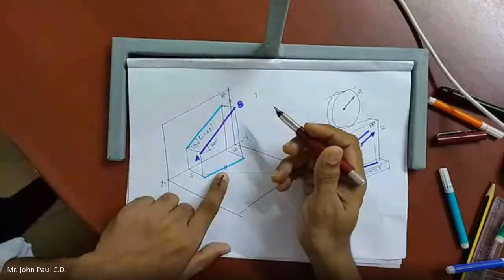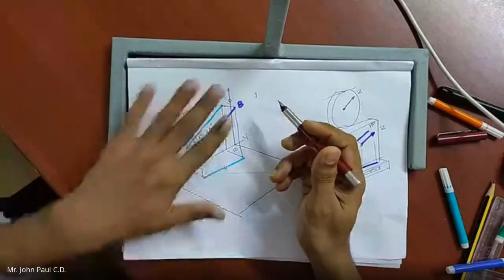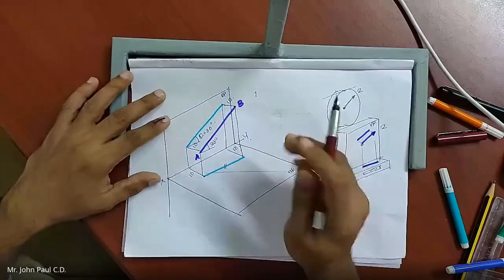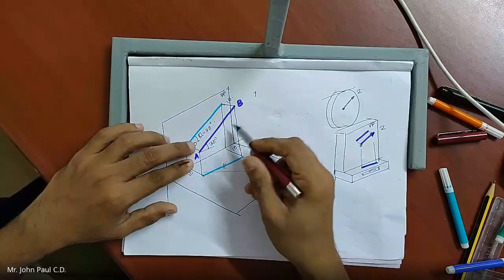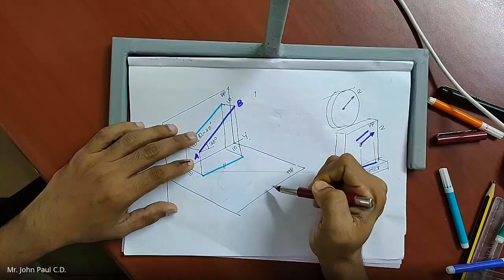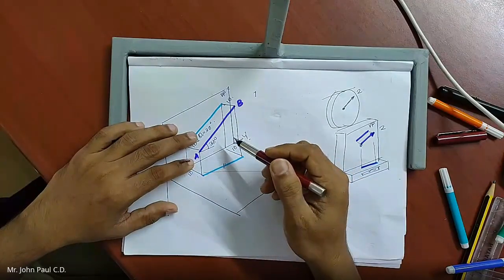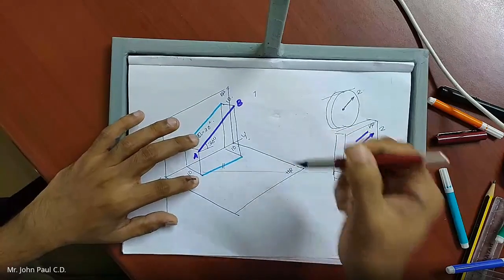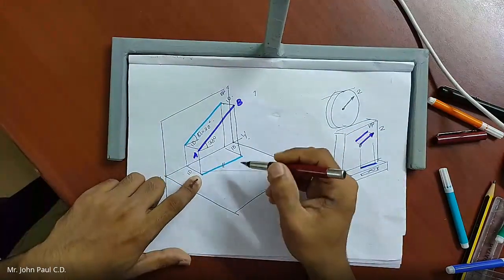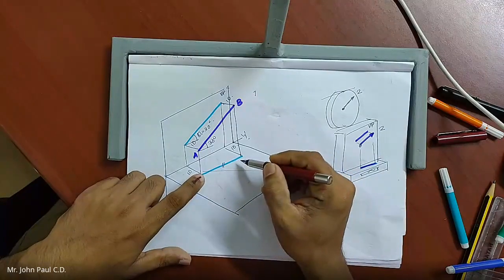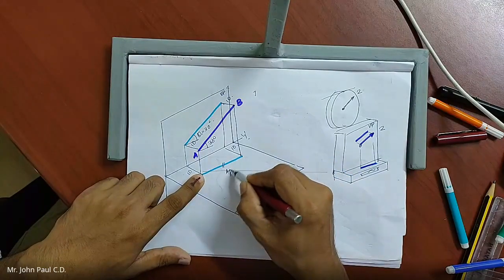The projection on the horizontal plane, which we call the top view, will be parallel to the xy line. And if the top view is parallel to the xy line, that means the line is parallel to VP. Then if the line is inclined to one plane, in this case the line is inclined to the horizontal plane, the projection on that particular plane, as we have seen just before this, will have a shorter distance. It is called apparent length.